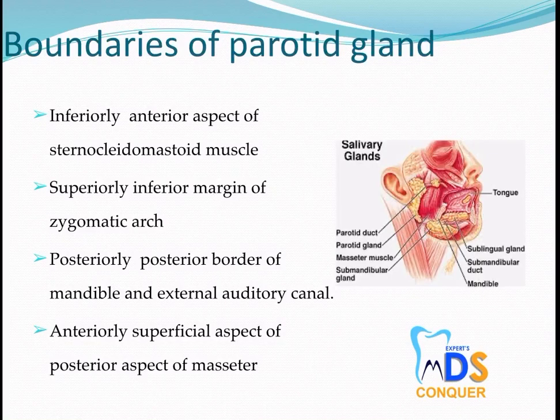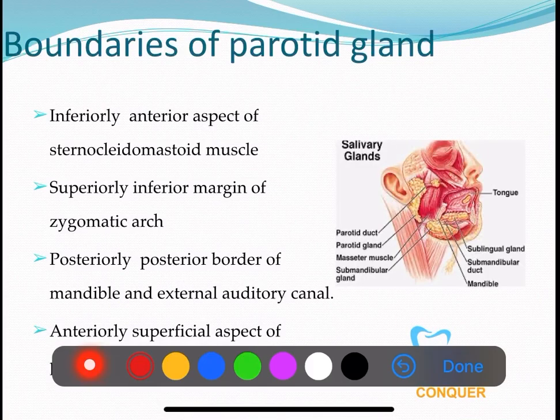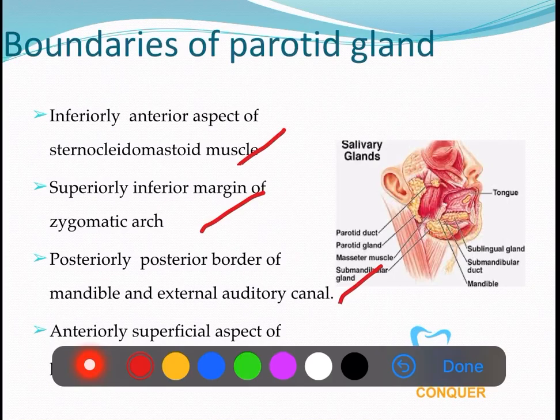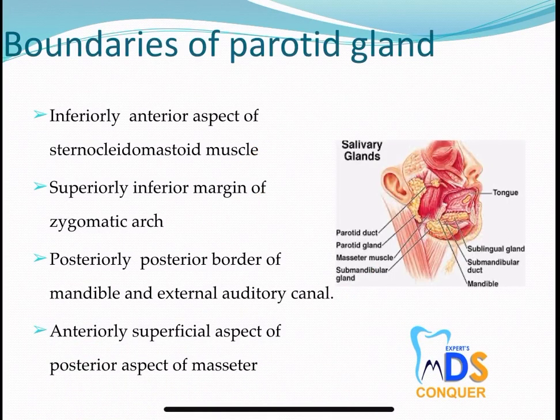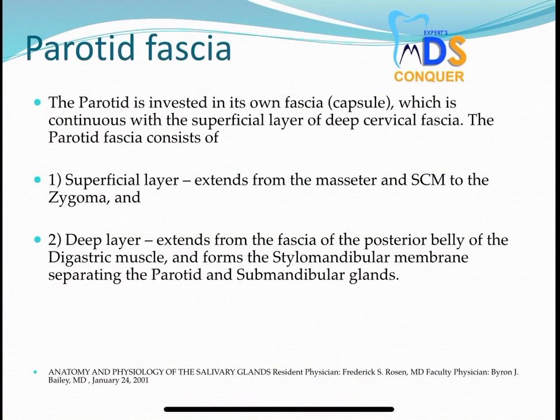Inferiorly it is the anterior aspect of the sternocleidomastoid. Superiorly it is the inferior margin of the zygomatic arch, posteriorly the posterior border of the mandible and the external auditory canal, and anteriorly it is the superficial aspect of the posterior aspect of the masseter. These are the various boundaries that you need to write. If you can draw a diagram showing the ear, the mandible and the parotid gland, that will be really fetching. Diagrams are always fetching, students, so that will attract the examiner. Wherever you can draw a diagram, it's better you draw.